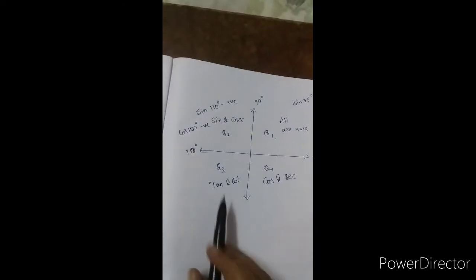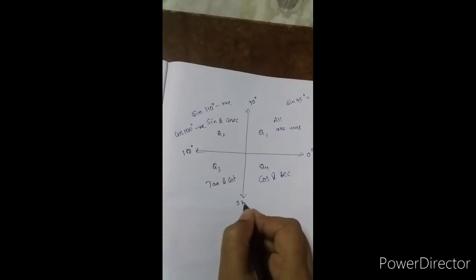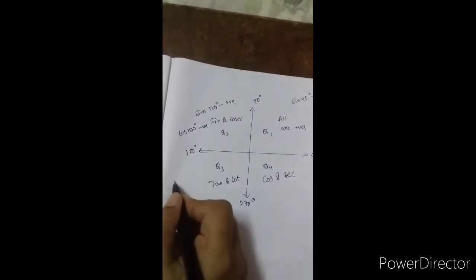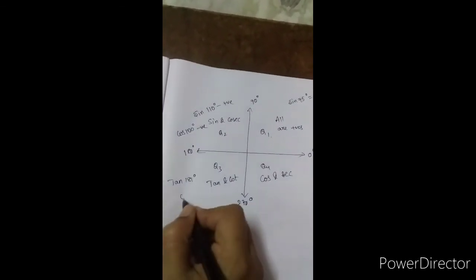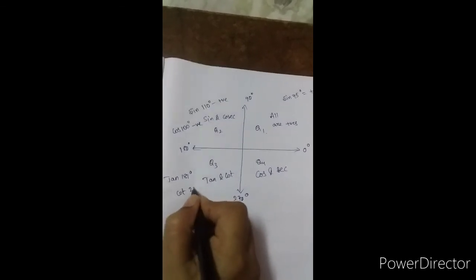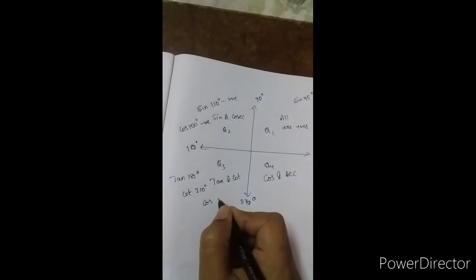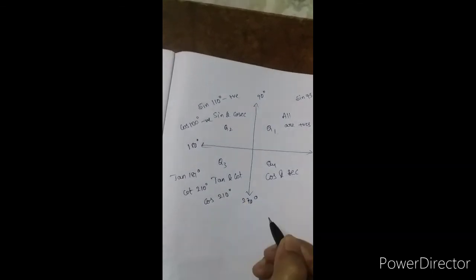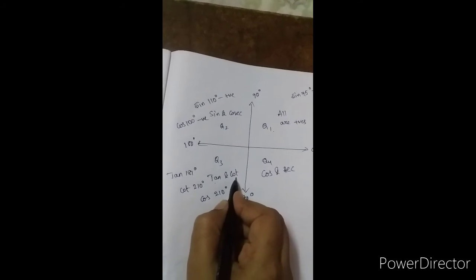remaining ratios are all negative. In quadrant 3, tan and cot are positive, and quadrant 3 consists of 180 to 270 degrees. That means tan 181 degrees is positive, cot 210 degrees is positive, but cos 210 degrees is negative because in quadrant 3 tan and cot are the only positives.